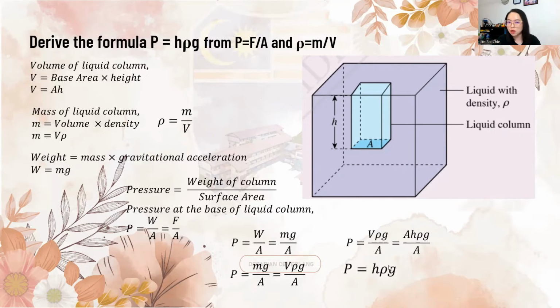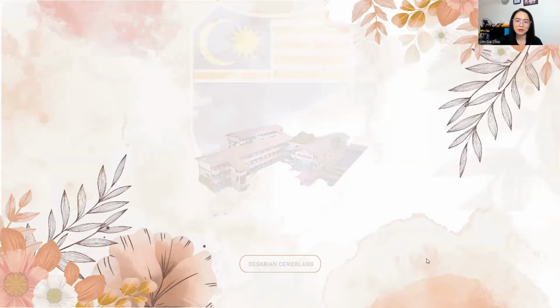You have to know how to derive the formula P is equal to H rho G because this is one of the learning outcomes that you have to know. Your learning experience is totally different from the KBSM last time. KBSM students just need to know P is equal to H rho G and how to use it. But for your learning experience, you need to know how to derive the formula. So you may rewatch it or try it yourself. Let's say you don't understand, I'm going to explain in class. Okay, now let's move on.